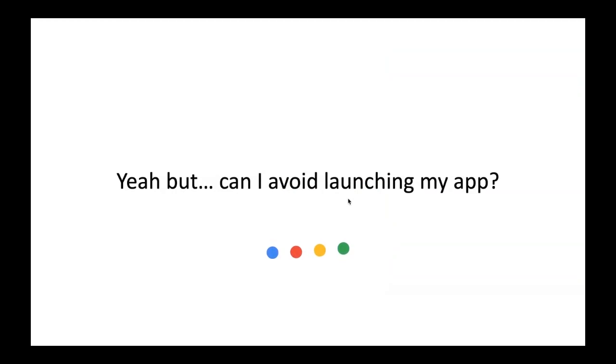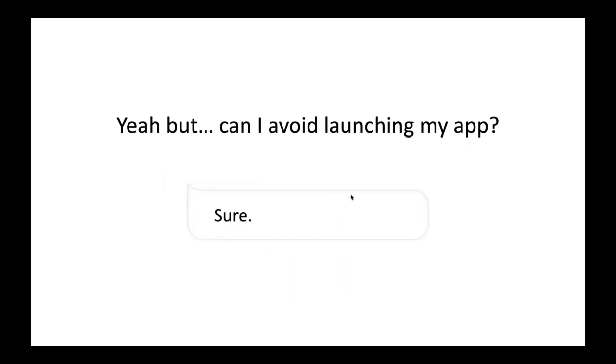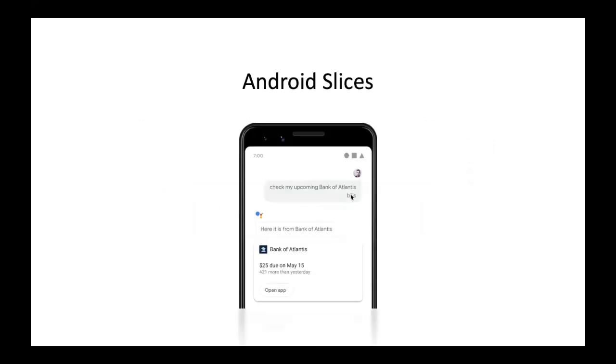Okay, so this is nice, but the interaction is quite simple. We barely see the assistant, so can I avoid launching my app? Sure. So let's display a little something within the assistant between the invocation and the launching of my feature. How are we gonna do this?